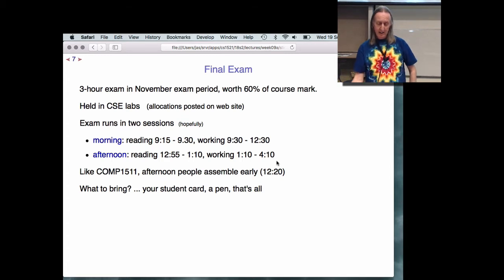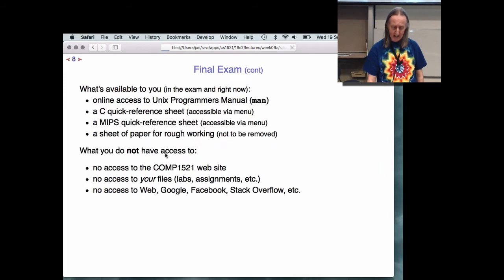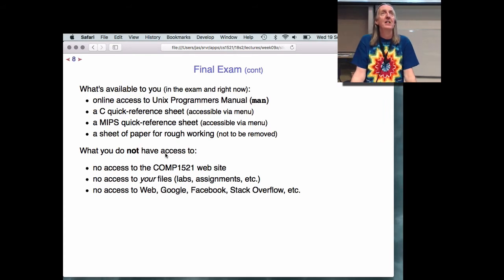What else? Oh yeah, so you don't need to bring anything, just student card and a pen, because we're going to give you a piece of paper for rough work and of course to sign your name on.